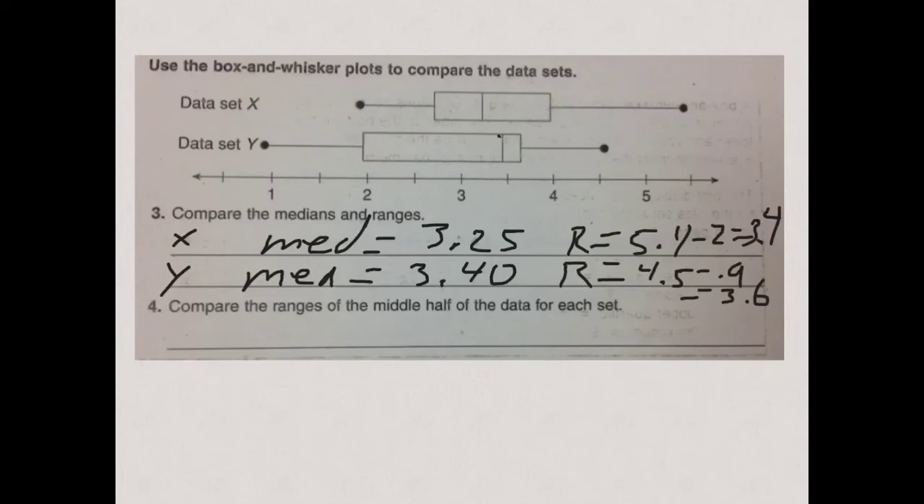Now compare the ranges of the middle half of the data on each set. Remember, here is the middle half. The range would be from here to here, so you're going to do the same thing that I just did, but find the numbers here, and then take this and subtract this. Take this and then subtract this.